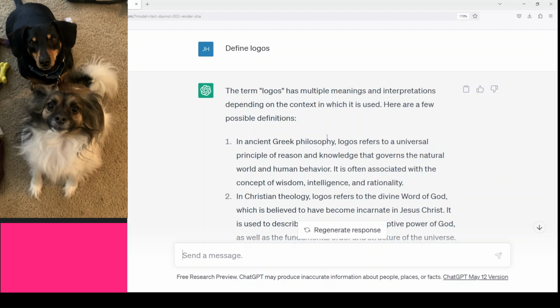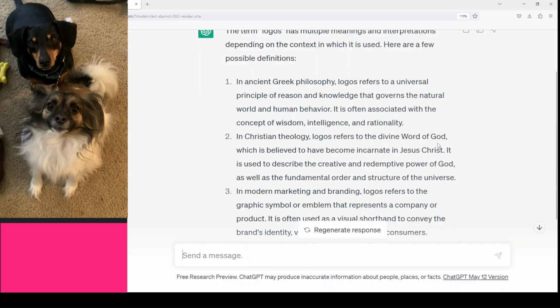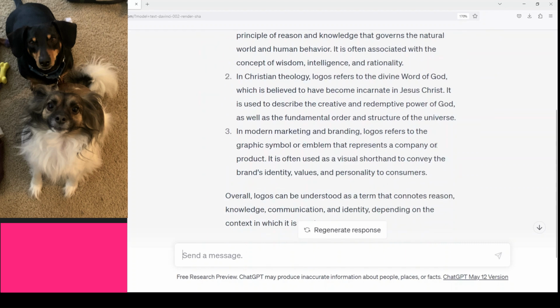So it talks about logos as being kind of the universal principle of reason and knowledge that is most associated to what I think of when I think of rhetoric and communication. That logos is an appeal to reasoning and logic, and it is about whether or not you have crafted a well-supported, well-reasoned argument. It also talks about logos in terms of Christian theology and marketing and branding.